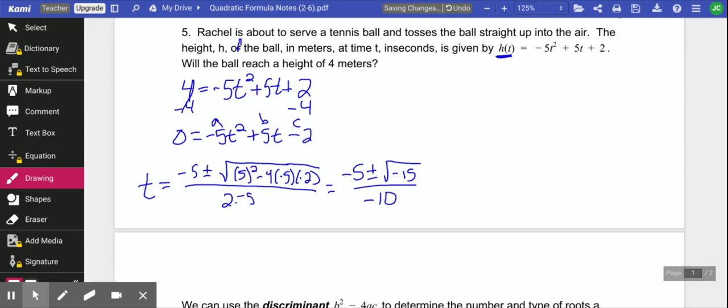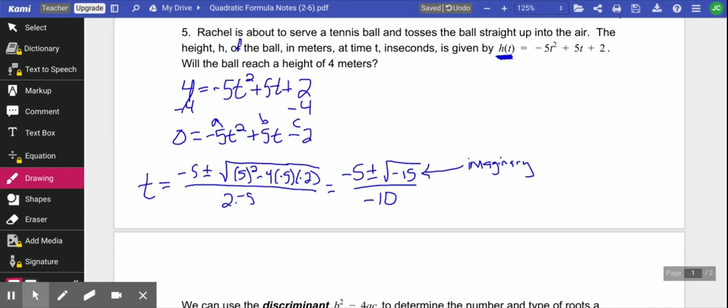All right, now if we go any further, do you notice that the square root of negative 15 is going to involve imaginary numbers? We wanted to know, basically we're solving for the time. So how much time does it take to reach this height of 4 meters? And our answer is an imaginary amount of time. That doesn't make any sense.